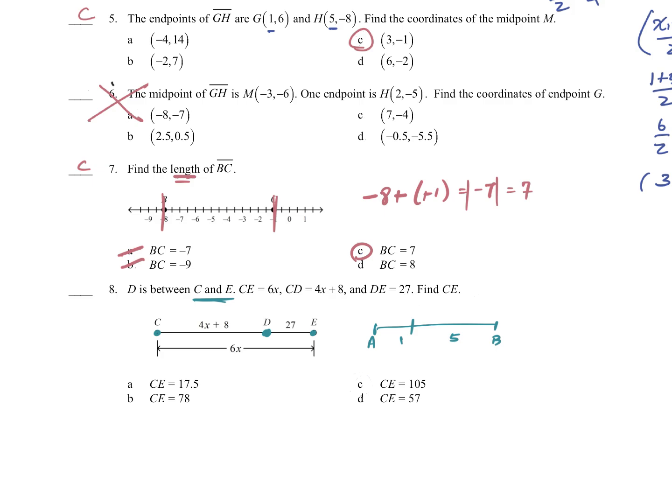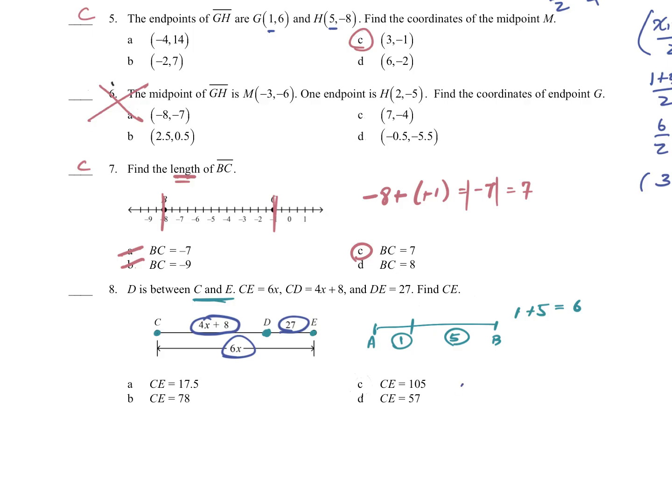So I knew this little piece here was 1, this little piece there was 5. I know that 1 plus 5 equals 6. So the piece plus the piece gives me the whole thing. So I'm going to set up an equation for this. This piece plus this piece equals the whole thing. Just set up an equation.